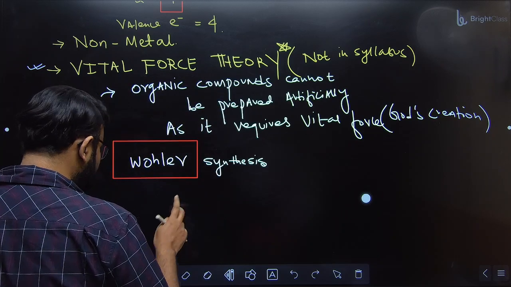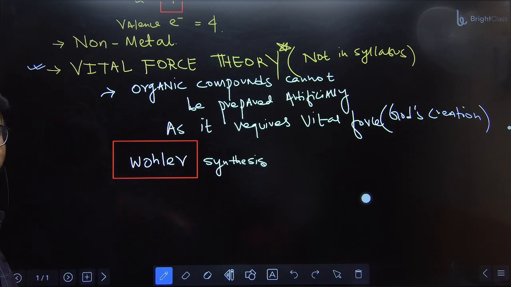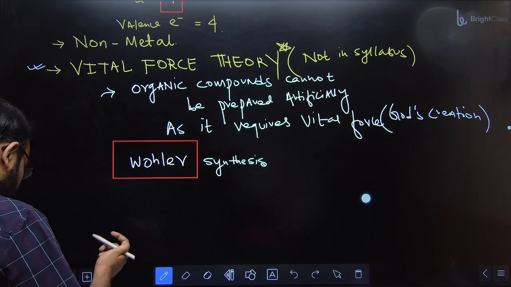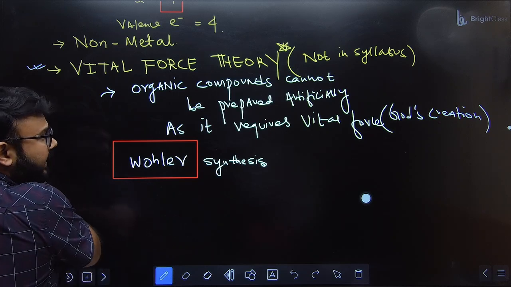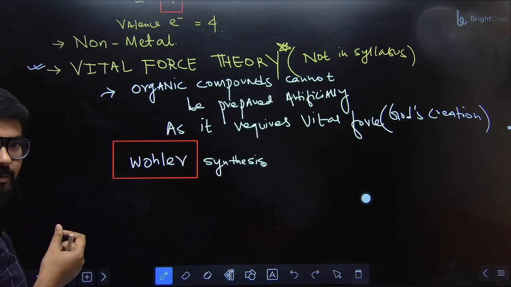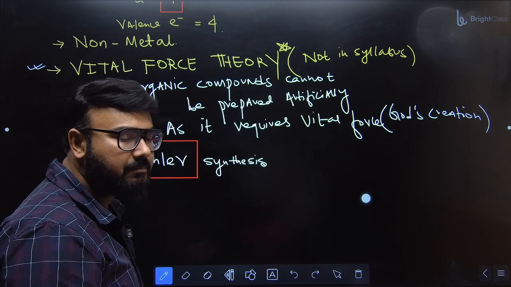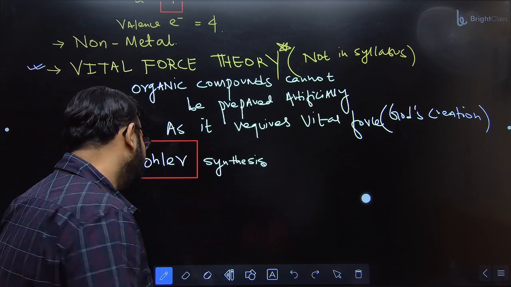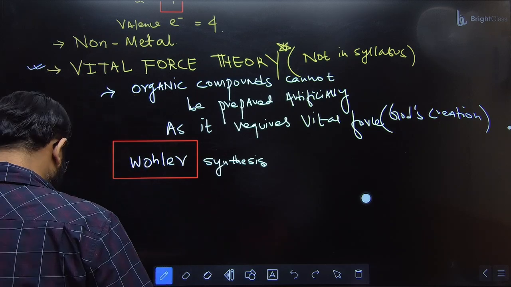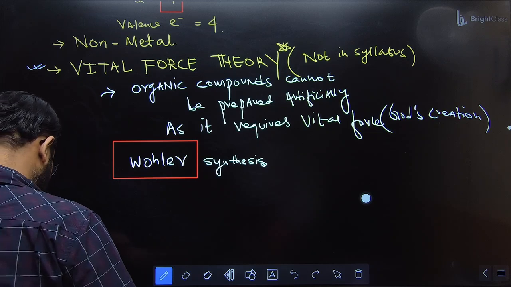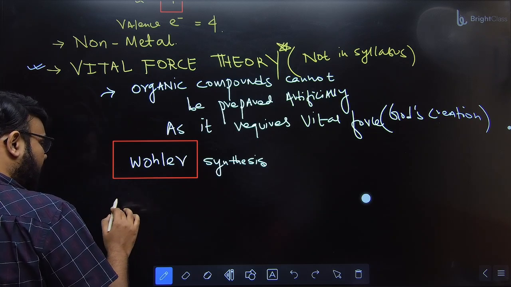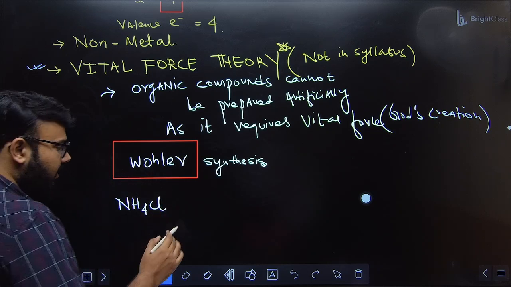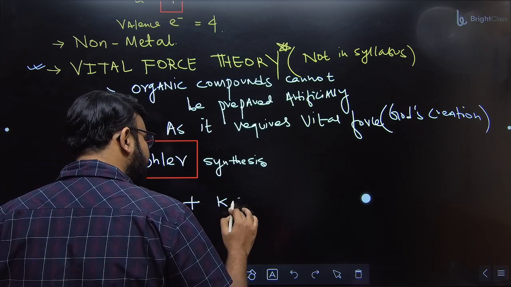I will tell you a reaction. Actually, I will not do this reaction, you will do it. What Wöhler was doing. Why are you scared? So write it down. He was taking ammonium cyanate. What is the formula of ammonium? NH4, simple. Cyanate is CNO. So he was preparing ammonium cyanate by using ammonium chloride and potassium cyanate.